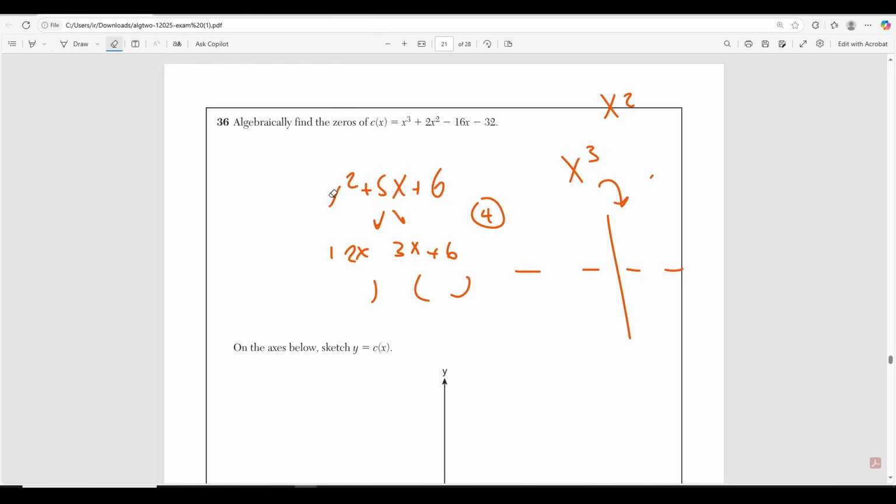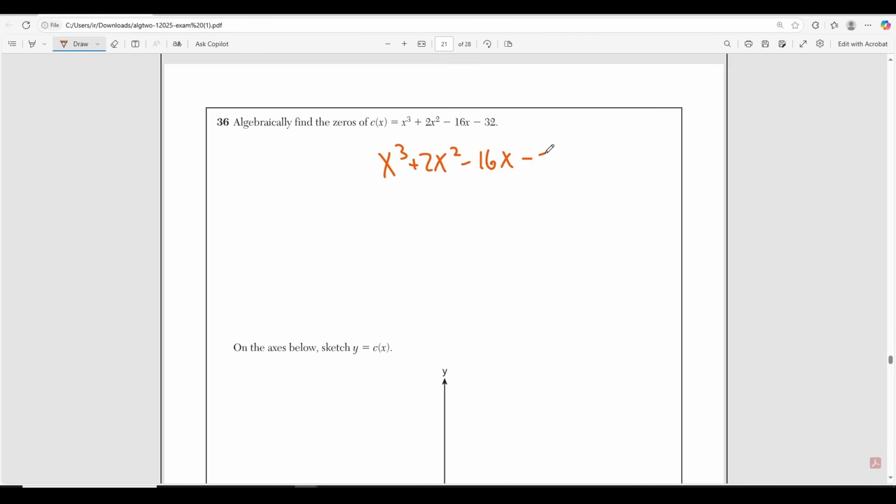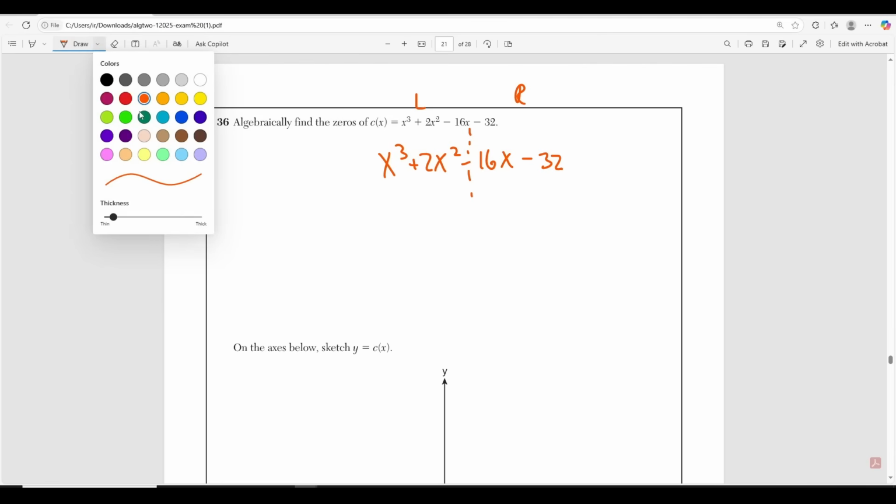So luckily, we already have an equation with 4 terms, technically with 2 equal sides, right? So all we have to do here is just write it down. If I have x cubed plus 2x squared minus 16x minus 32, I can split this in half, right? To have a left side and a right side, and I can factor both of these out independently.